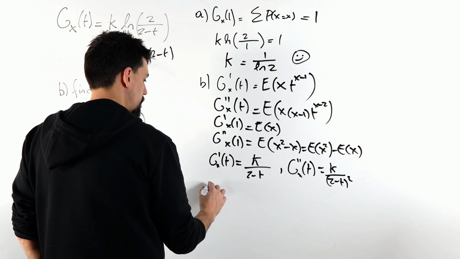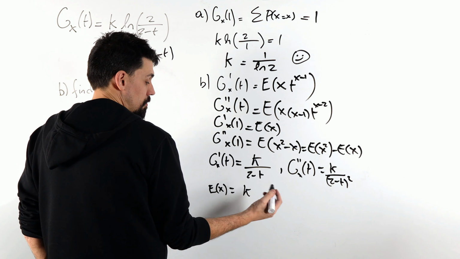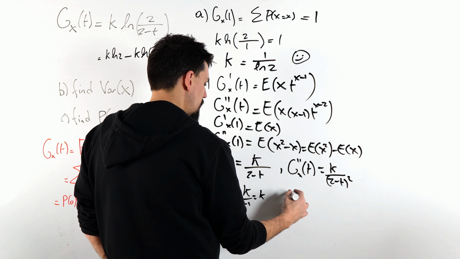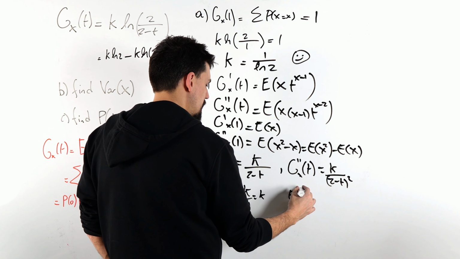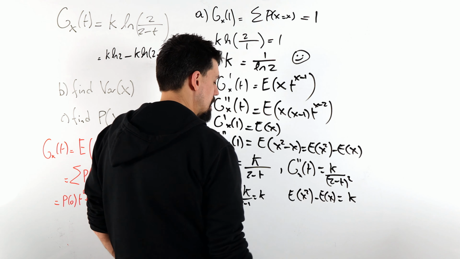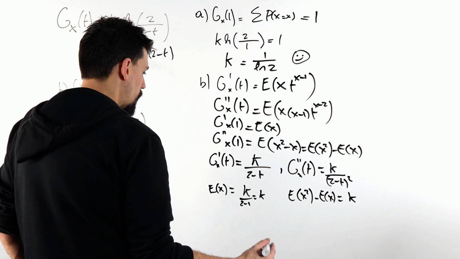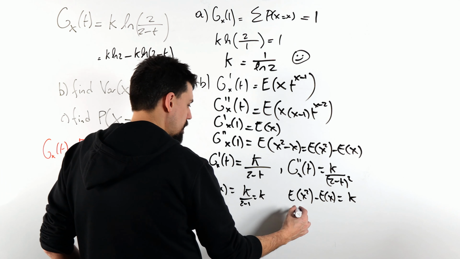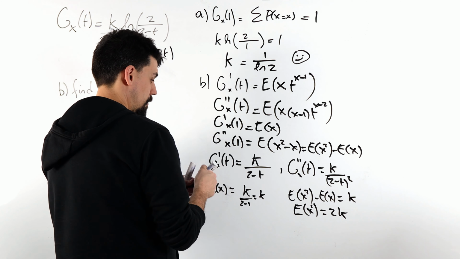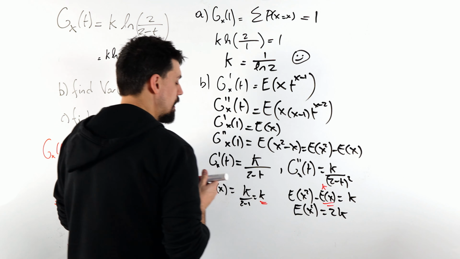Let's plug 1 into this. So E of X is k over 2 minus 1, which is k. And here, let's plug 1 in to give ourselves this, E of X squared minus E of X. That is also equal to k, since k over 1 squared is k. Combine them together, you get E of X squared is therefore 2k, because of course we just established from here that E of X is k.